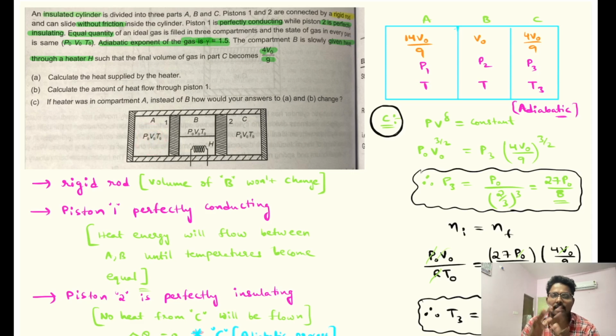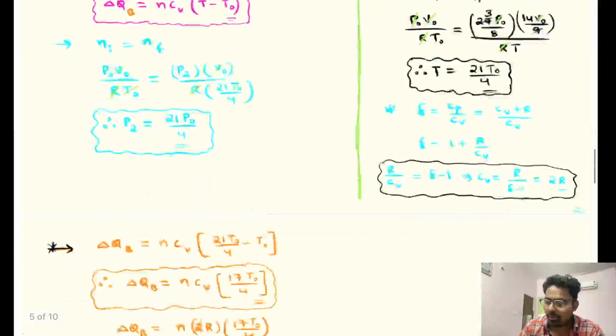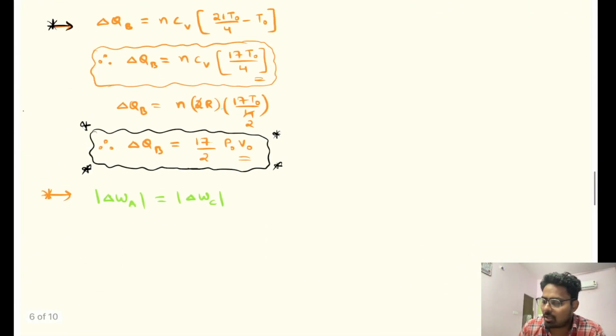So the volume is expanding, and the work done here is positive. Work done is positive over here and negative over there, of the same magnitude but opposite signs. This I cannot find directly because I don't know what process it is, but here I can find it because it's an adiabatic process. Okay, sir, then what is the work done in the C case?